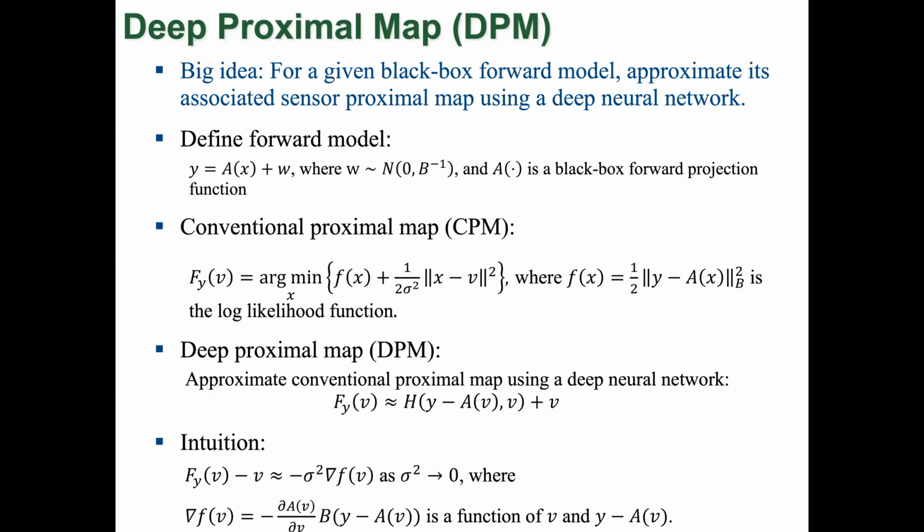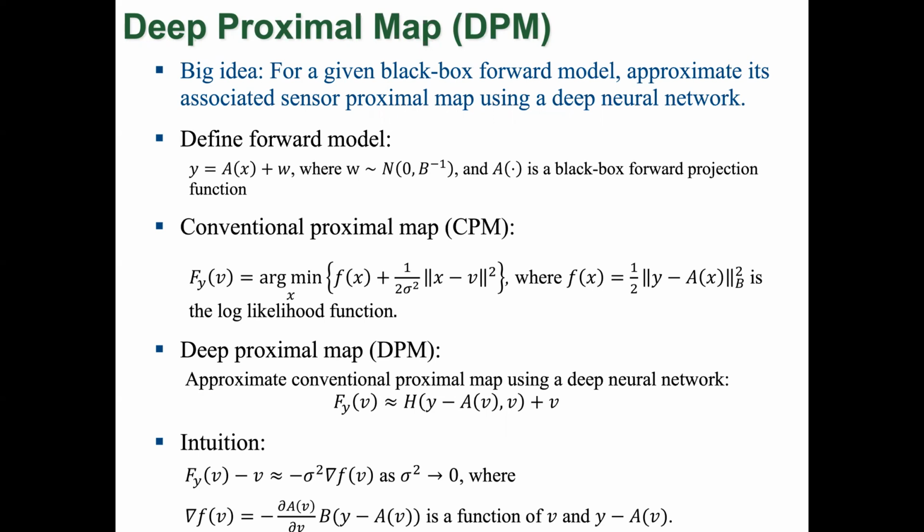In this presentation, we introduce the deep proximal map, an approximation of conventional proximal map of any given black box forward model. By black box forward model, we mean that the forward model is implemented as a standalone software system without a simple analytical form that can be used in inversion. The idea is that although we cannot mathematically compute the inversion of the black box model, we can approximate its associated sensor proximal map with a deep neural network.